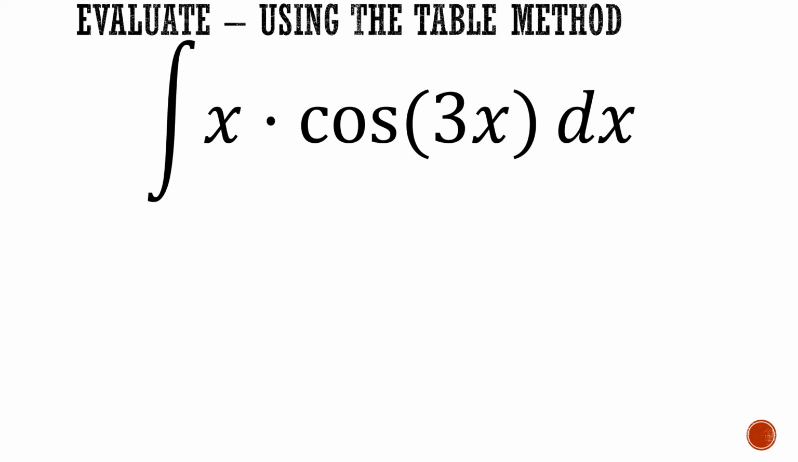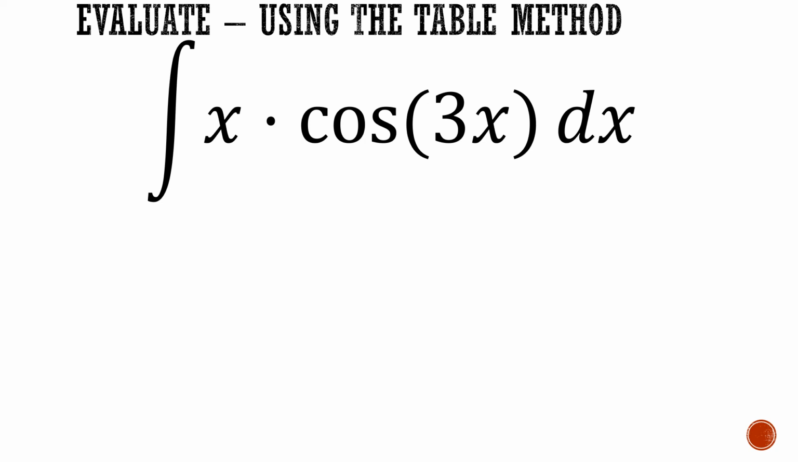So first thing you want to do when you look at a problem is figure out what your u is. So when I look at this, I see I have an algebraic of x, and I have a trig function of cosine 3x. So I know using LIATE that since algebraic, or A, comes before trig, or T, my u is going to be algebraic. So once I determine that u is algebraic, I can use my table method.